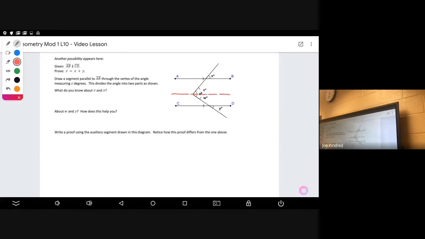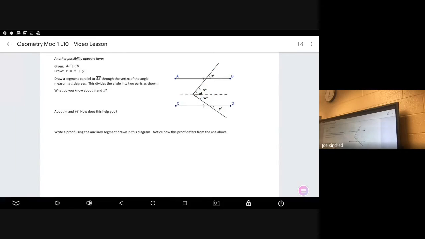So what do you know about V and X? And then it's asking you questions. V and X. Well, we know V is congruent to X, corresponding angles. How about W and Y? W and Y, same reasons. W and Y are equal, corresponding angles. Write a proof using the auxiliary segment drawn in the diagram. Notice how this proof differs from the original one. And so here we go with the proof.